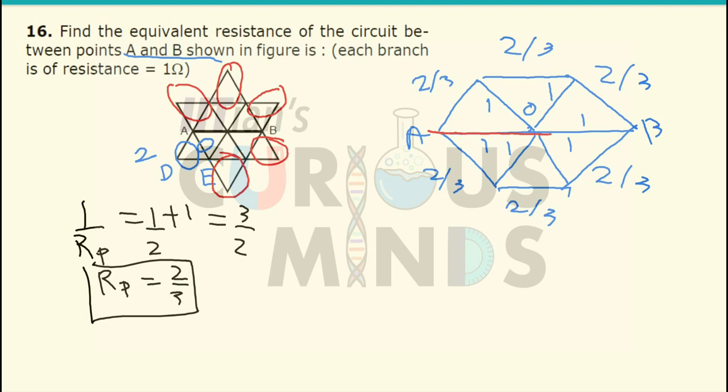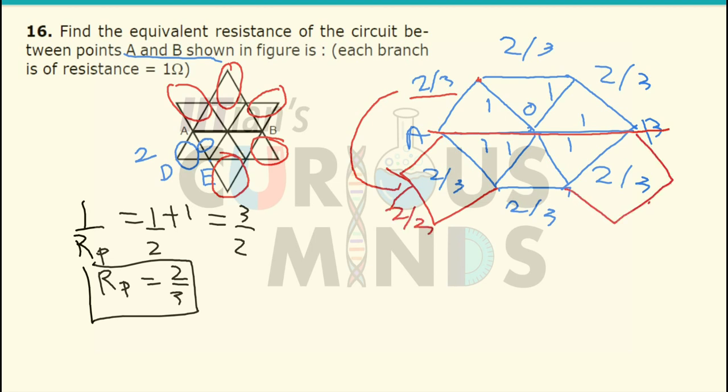After this we will apply a folding symmetry along the line AB. Along the line AB, the resistance above is equal to the resistance below, or the circuit above is equal to the circuit below. So I will fold this. Folding the resistance means this 2 by 3 will come in parallel with this 2 by 3. Similarly, this one will come in parallel with this one over here. This one will be parallel to 1, and this will be parallel to 2 by 3.